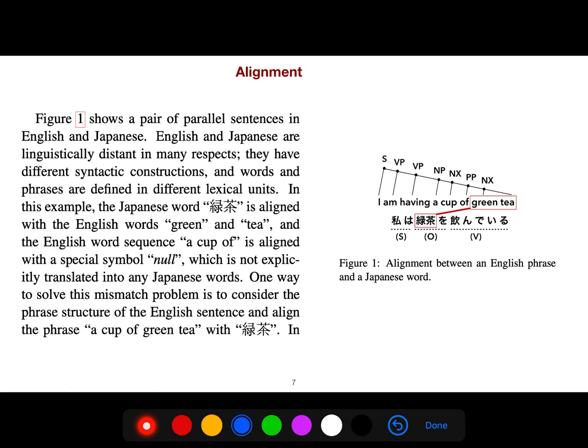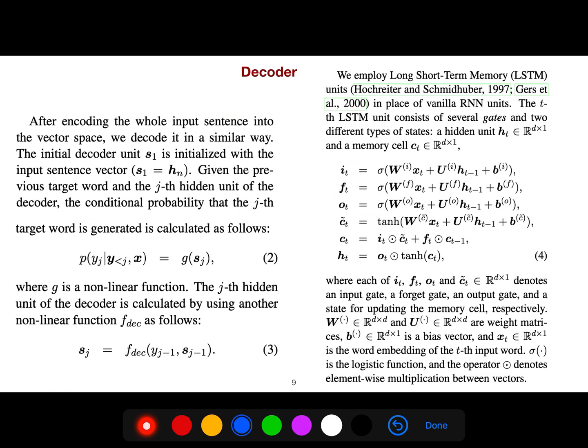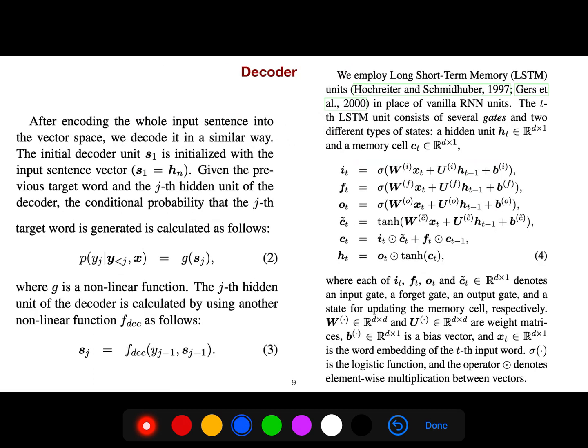So figure 1 shows a pair of parallel sentences in English and Japanese. And English and Japanese are linguistically distant in many respects. And so this is a neural machine translation. So they represent it by just an encoder, a recurrent neural network, which could be anything, LSTM, GRU, anything. So it is represented by this encoder, and for a decoder, we can use these traditional things that we do in the default neural machine translation.